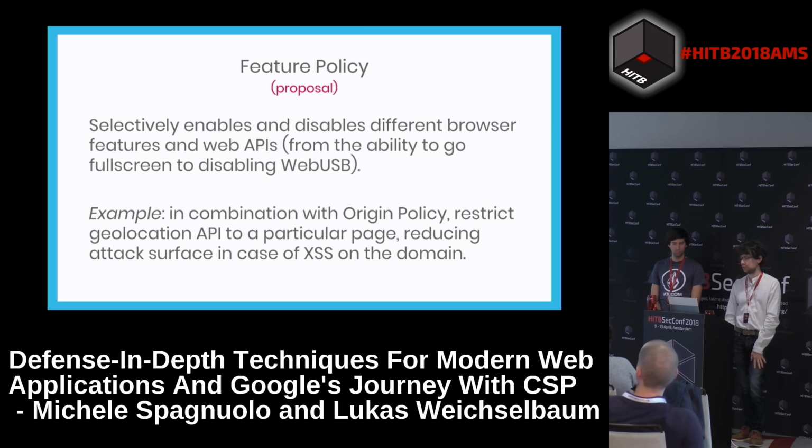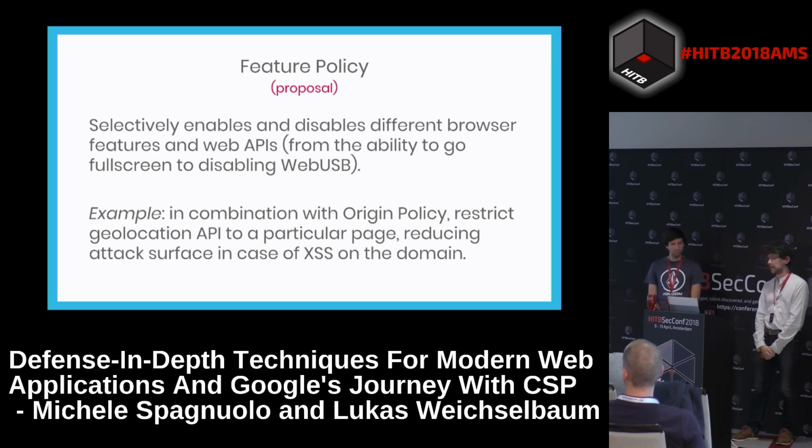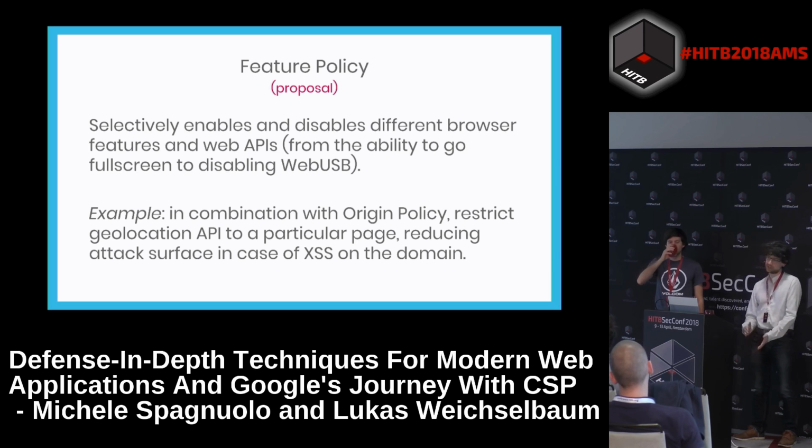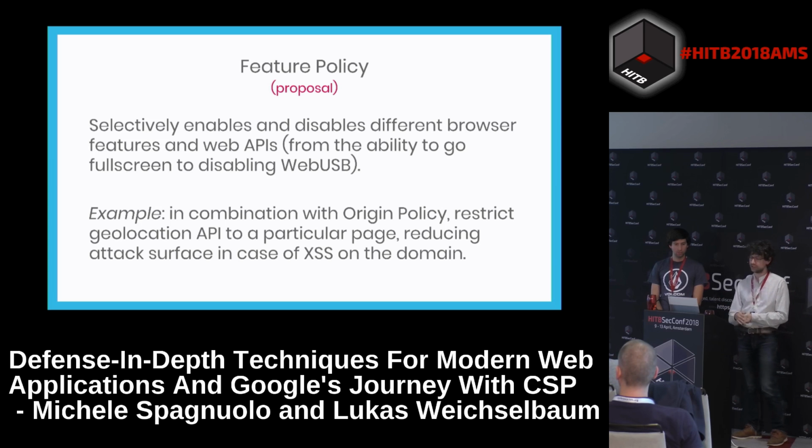Feature policy, which is also at a proposal stage, allows the web admin to selectively enable and disable different browser features and web APIs. So the idea is you can say on my website, I don't want to allow browsers to go full screen. I want to disable web USB on these pages because I don't use it, and so on. An example is in combination with origin policy, you can restrict the geolocation API, the one to get the location, to a particular page, thus reducing the attack surface in case of an XSS on the domain.